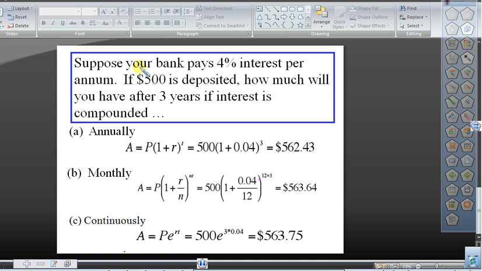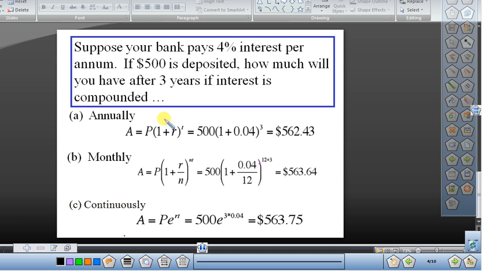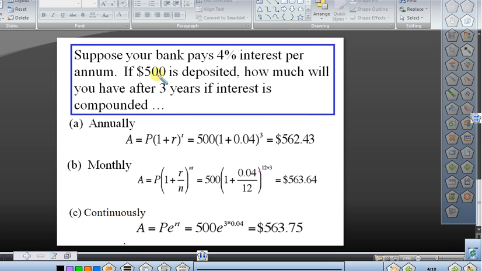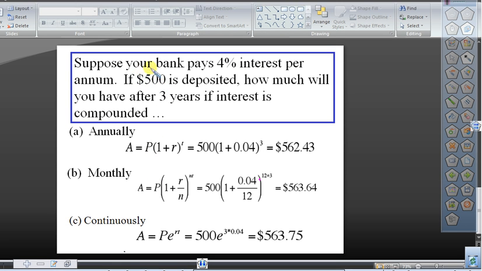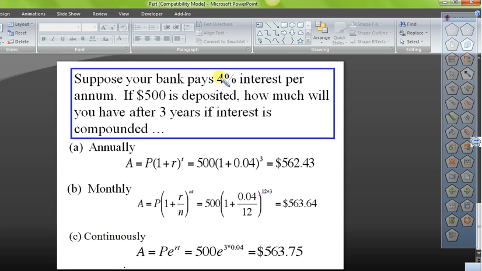This is an example using all three of those formulas, and so we see that we have $500, that's our principal, and 4% is the rate, and 3 is the time in years. So when we use each of these formulas, we're going to plug those in, and again you can see the progression of this formula. When it's done annually, it's one time a year. You plug those in and you can see that this is the answer.